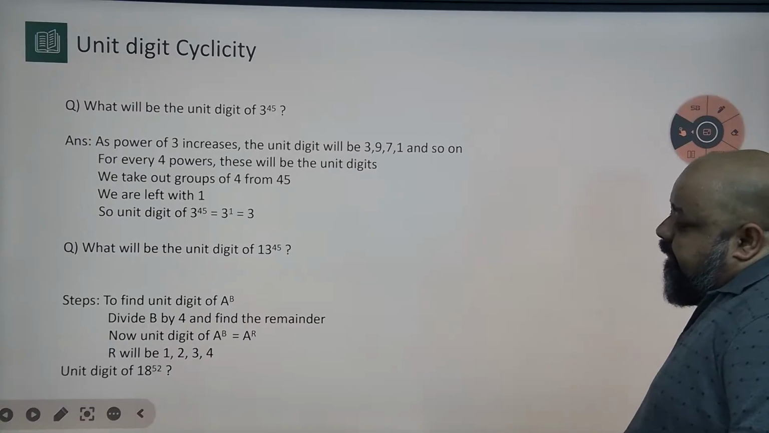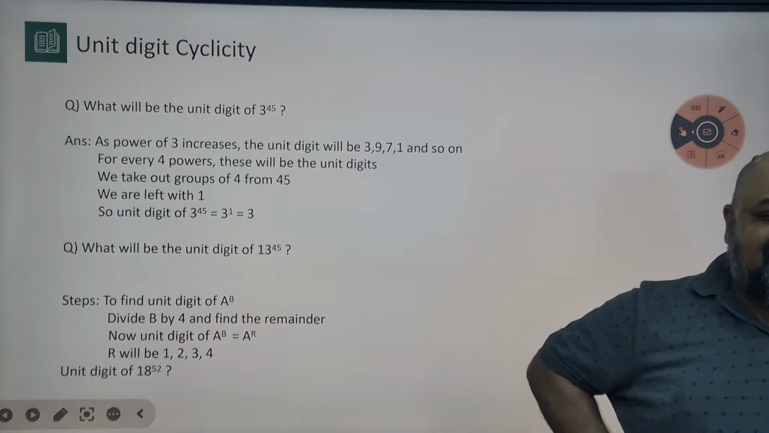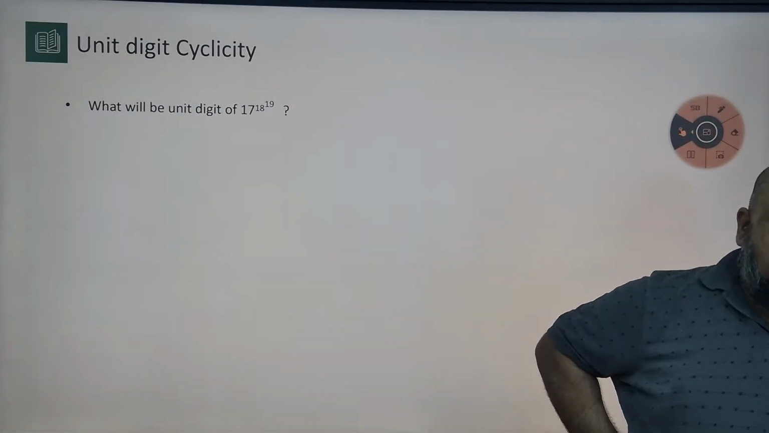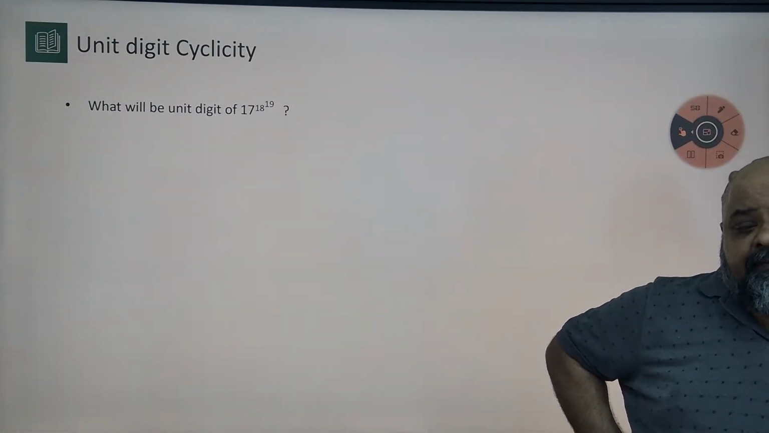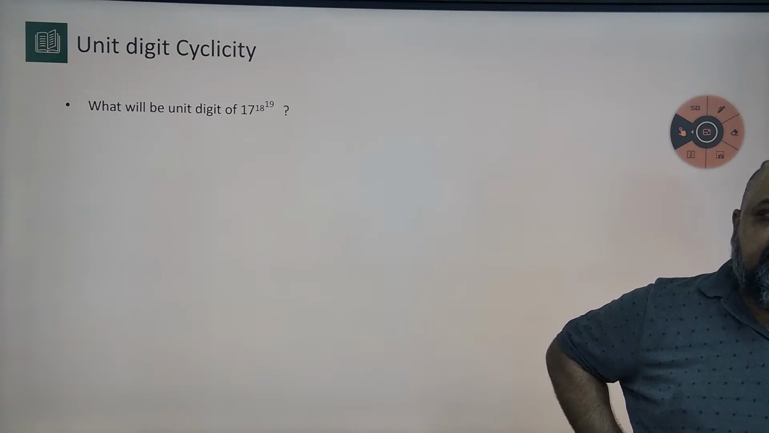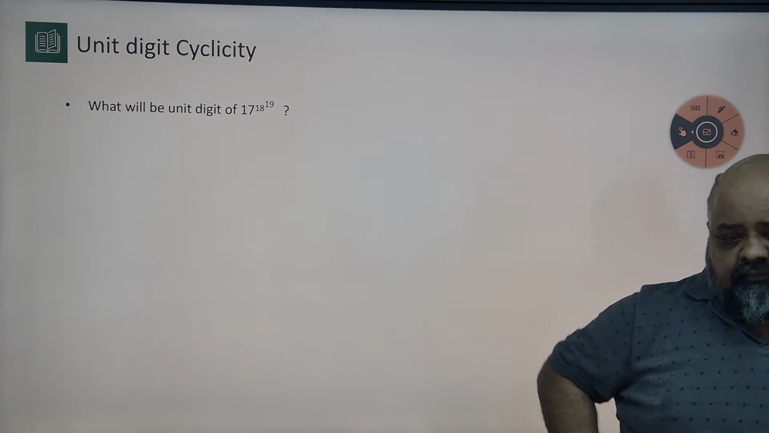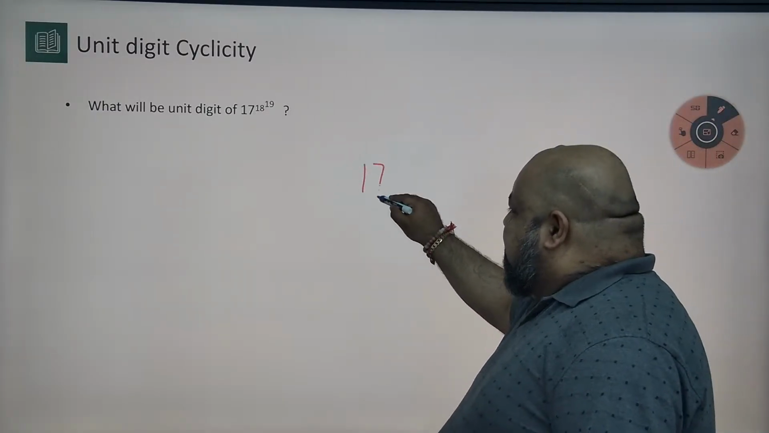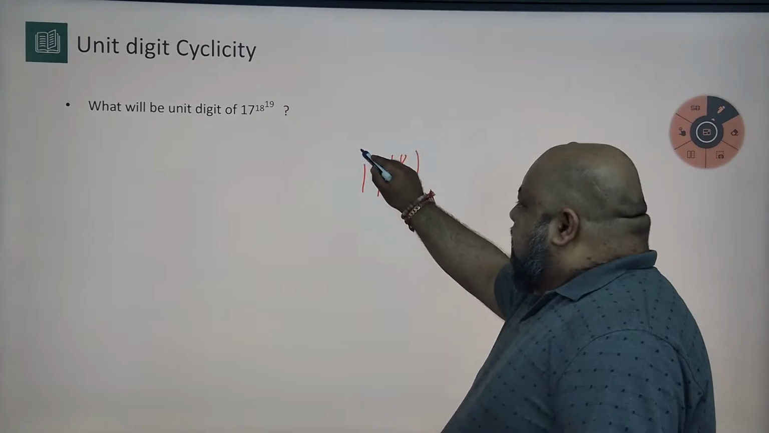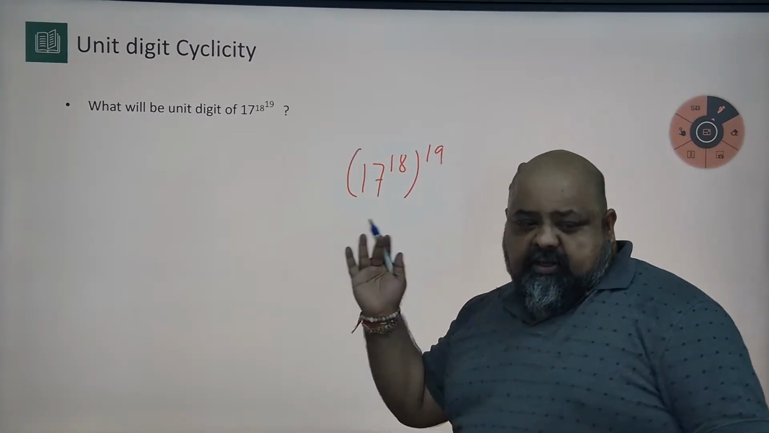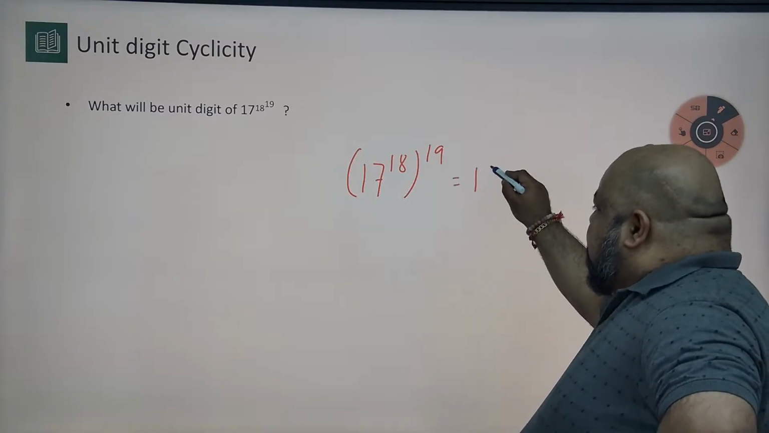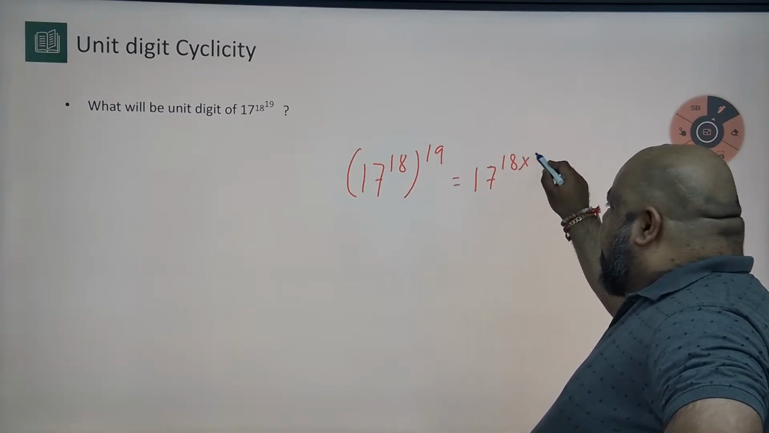So, moving on. Now, let us try to increase the level of the question a little bit. What will be the unit digit of 17 raised to power 18 raised to power 19? So if I write it as 17 raised to power 18 raised to power 19 across a bracket, this is essentially 17 raised to power 18 into 19.